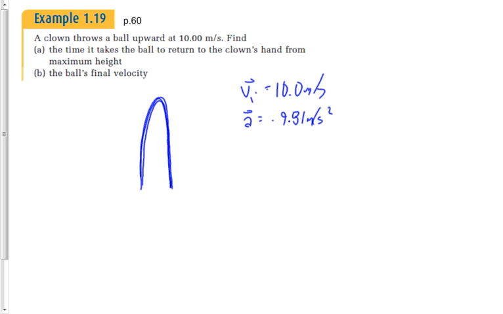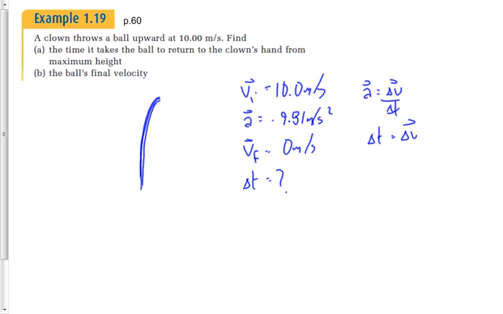Let's do it Stephanie's way first. If we're analyzing just the trip up, we can say that VI is 10, and VF there would be what, Stephanie? Right. Find the time. A is equal to delta V over delta T. Delta T ends up being equal to delta V over A. 0 minus 10 over negative 9.81, 1.02 seconds. So it takes 1.02 seconds for the ball to go up.